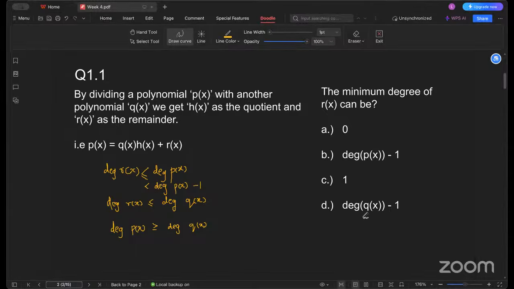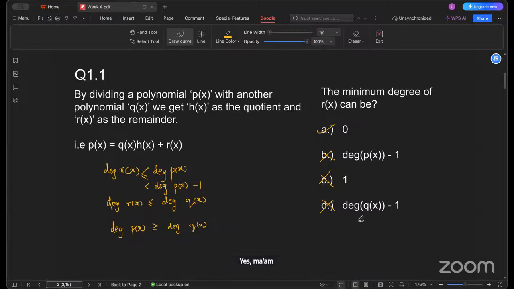So first, let us talk about the minimum degree of R of x. So minimum degree of R of x, first of all, it is only 0. It cannot be degree of P of x minus 1 and degree of Q of x minus 1 or 1. So is that clear? Why is it 0 and not these things? Because see, degree of P of x can be any natural number. It can be 3, 4, 5, 10, 12, anything, right? Similarly for Q of x, it can be any natural number, right? So degree of P of x minus 1 or degree of Q of x minus 1 definitely is not the minimum degree. The minimum degree is 0. Is that clear? These are not the correct options. Is that clear first of all?